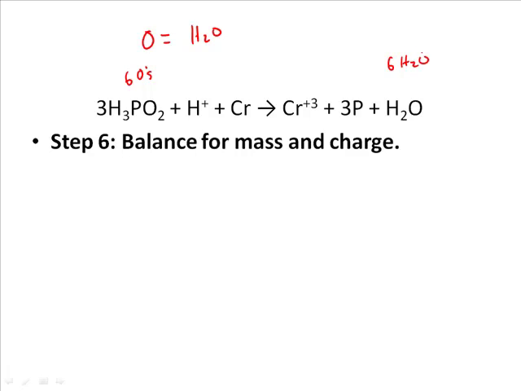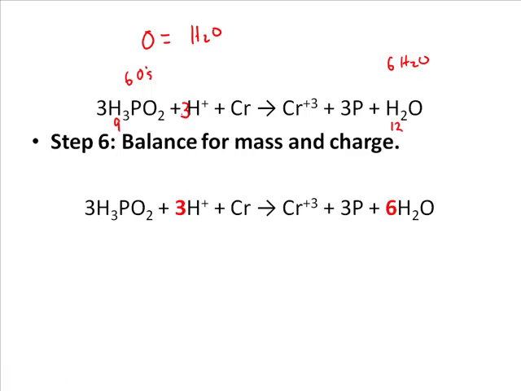Okay, and then the last step, I'm going to balance out the number of H's. So on this side I have 9 H's, and I have 12 on this side. So in other words, I need 3 more. So I'm just going to go ahead and put a 3 right there. So our final balanced equation looks like this.